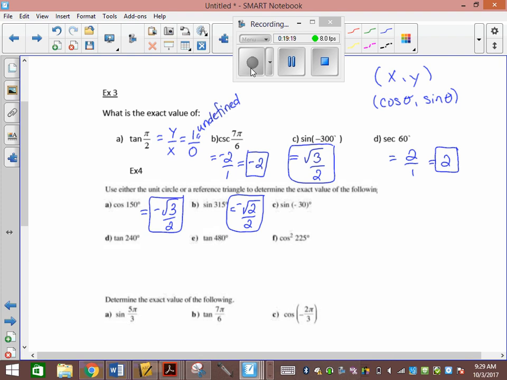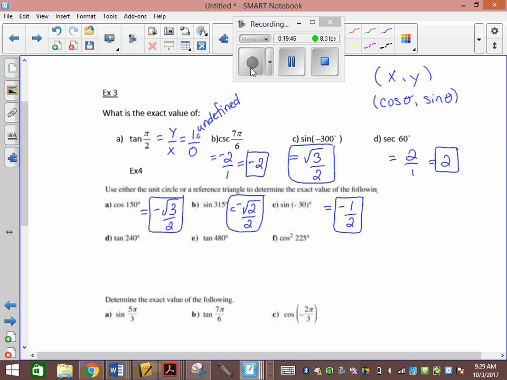Negative 30 is coterminal with positive 330. So we go to 330, we pick the y value. What's the y value of 330? Tan of 240. Now is where life gets a little bit more rough. Not terrible, but just a little bit more work. Tan is y divided by x, or sine divided by cos. It says it up there.